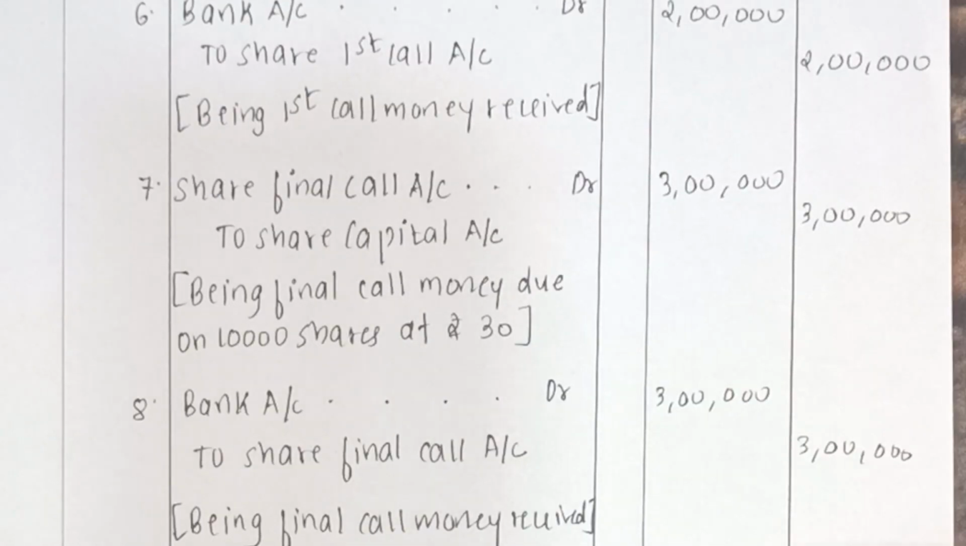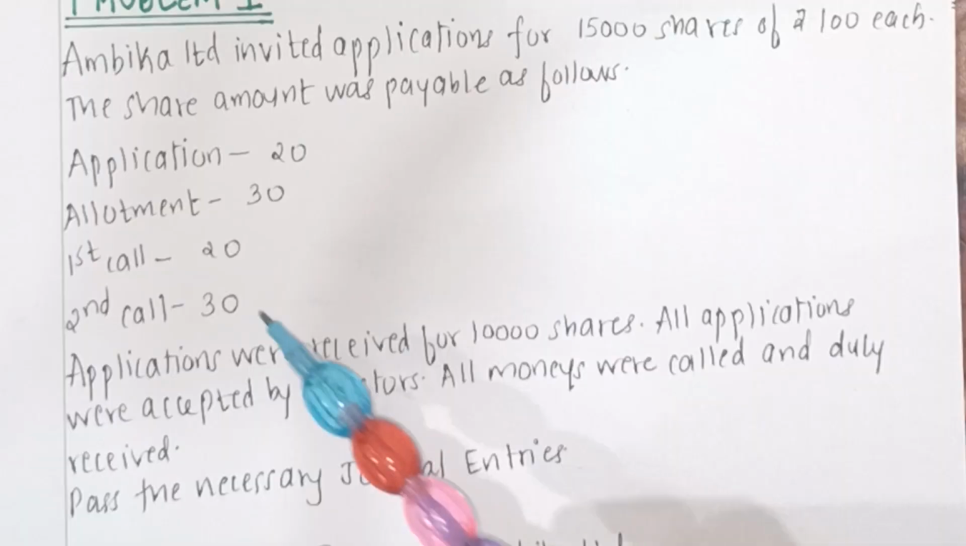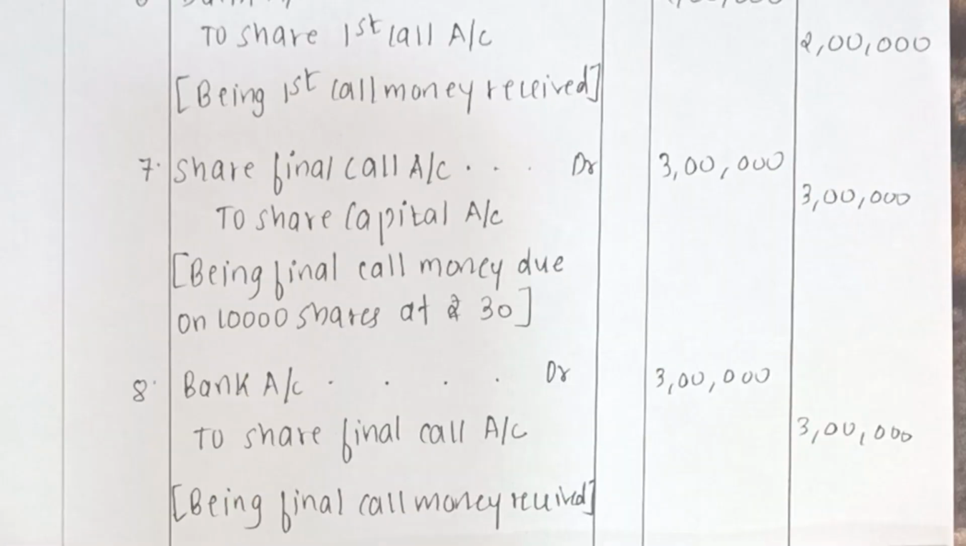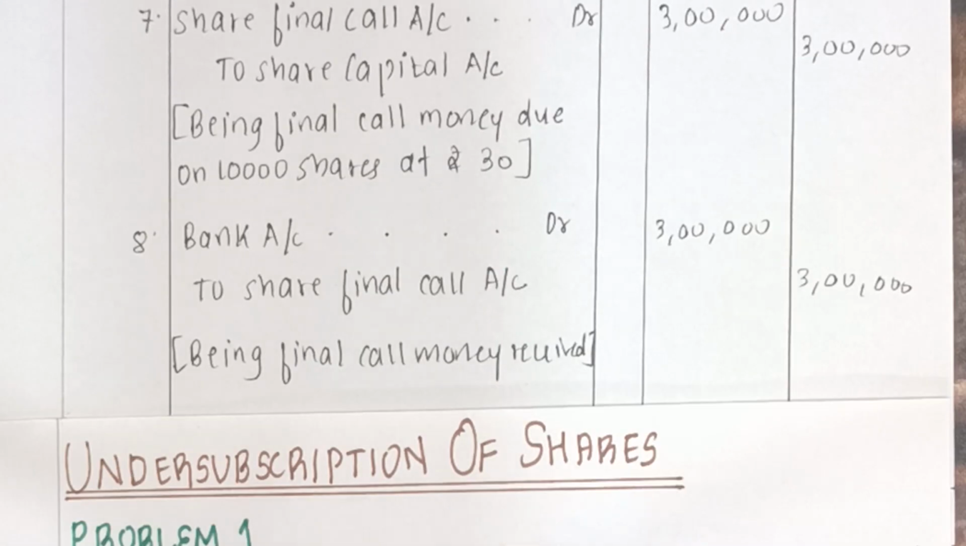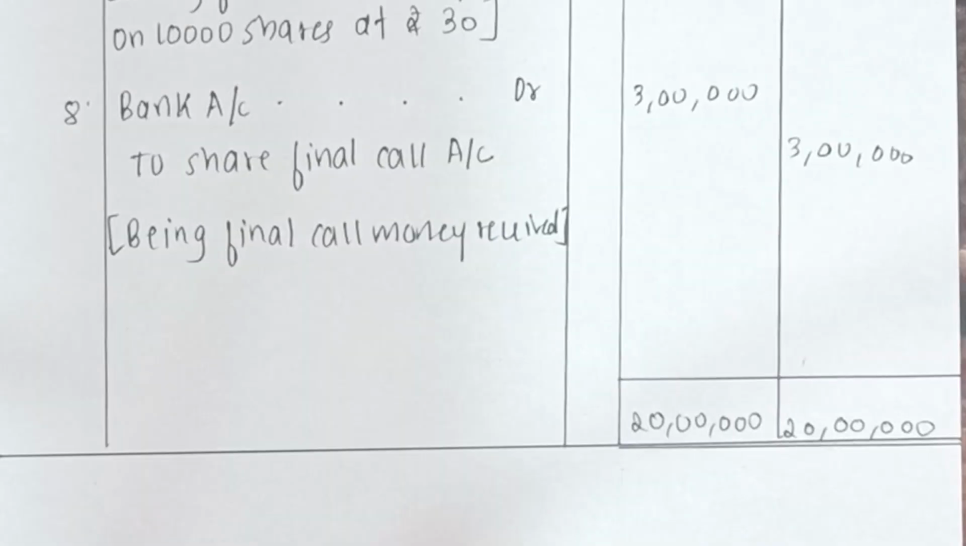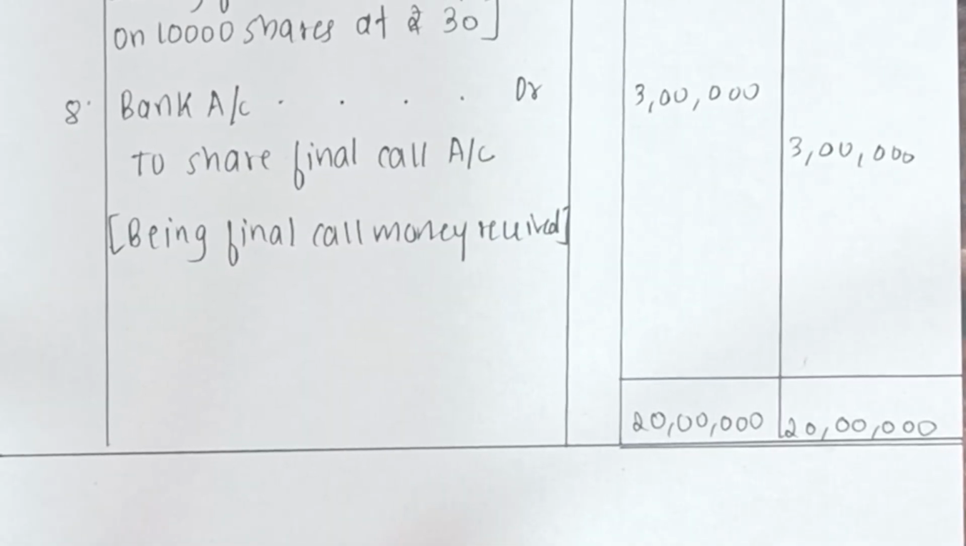The seventh one is share final call account debit to share capital account. How did I get the amount? 30 into 10,000, that is 3 lakhs and 3 lakhs, and the narration is final call money due on 10,000 shares at rupees 30 each. The last entry is bank account debit to share final call account. The amount is 3 lakhs and 3 lakhs, and the narration is final call money received. After your 8th entry, you have to total the debit and the credit. After totaling, I have got 20 lakhs and 20 lakhs on the debit as well as the credit side.